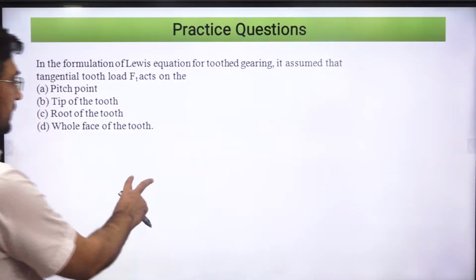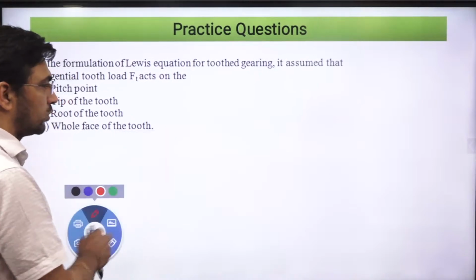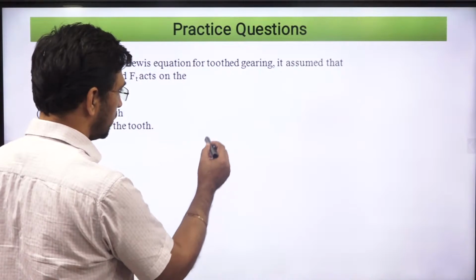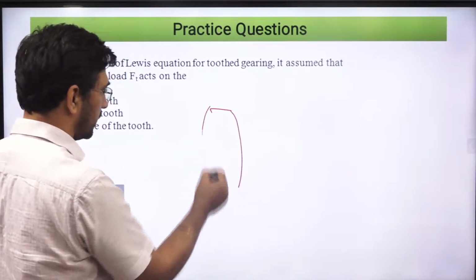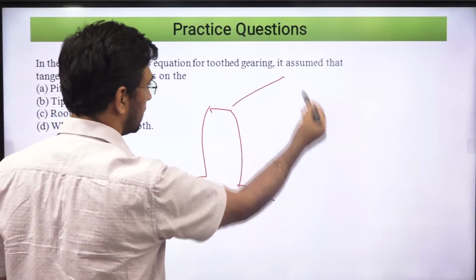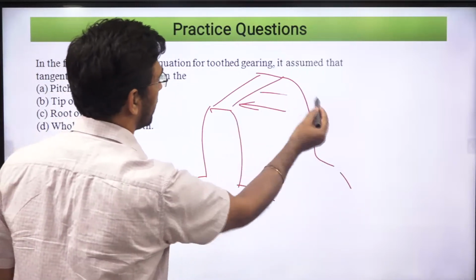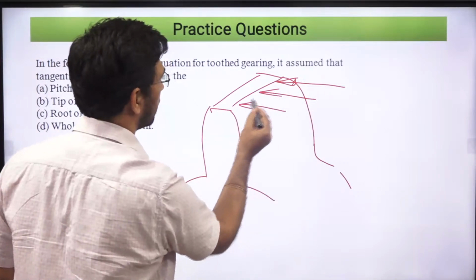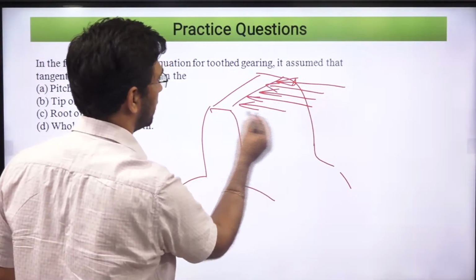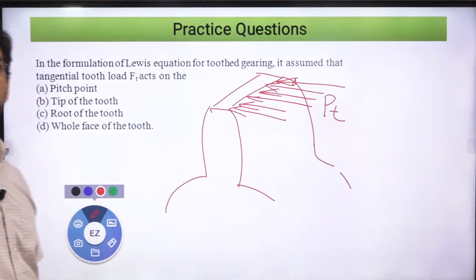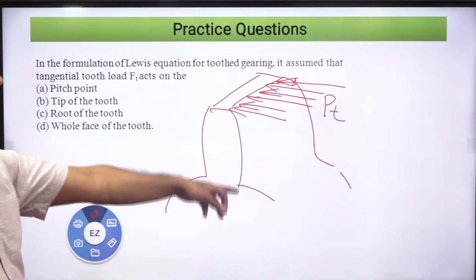I think this is the Lewis equation that you may have studied. So what it says, if you can recall, it assumes that the whole of the total tooth load is assumed to act at the tip. The whole of that gear tooth load is assumed to act at the tip. So when you are carrying out the beam strength analysis, he is assuming that this PT is acting on the tip of the gear tooth, and then he is carrying out the bending failure analysis.